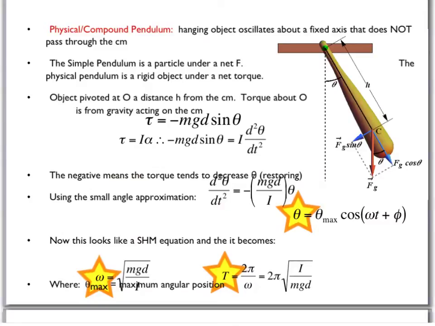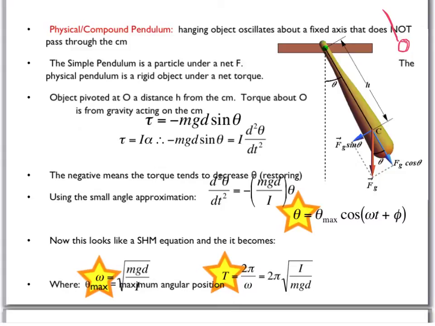Now, a physical pendulum, also called a compound pendulum, is a hanging object that oscillates about a fixed axis, but it does not pass through the center of mass. And again, this is not something that you can model as a point particle at the end of a string, but in fact the mass of this entire object is significant and therefore is not going to be modeled as a point particle under a net force, but instead we're going to model this physical pendulum as a rigid object that is under a net torque instead.